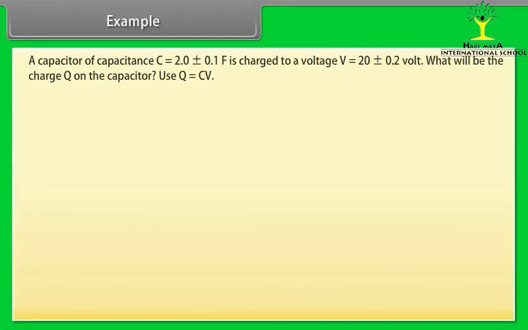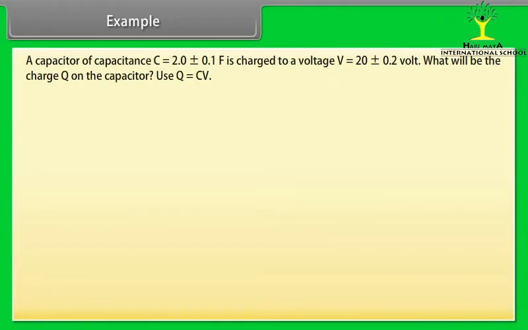Example. Let's take an example of errors. A capacitor of capacitance C equal to 2.0 plus or minus 0.1 microfarad is charged to a voltage V equal to 20 plus or minus 0.2 volt. What will be the charge Q on the capacitor? Use Q equal to CV. Let us see the solution.